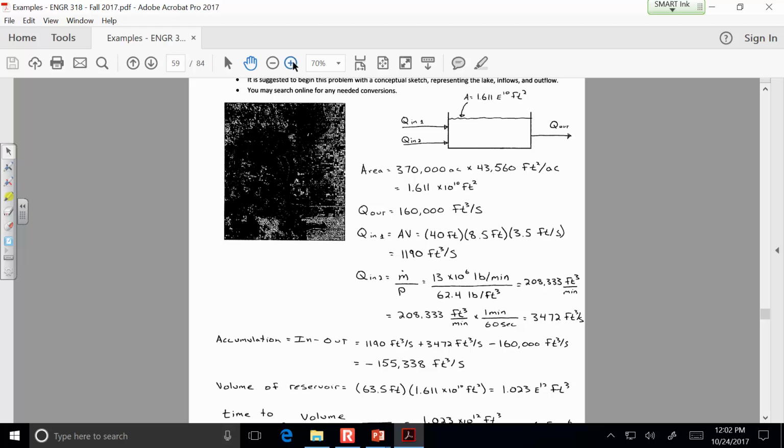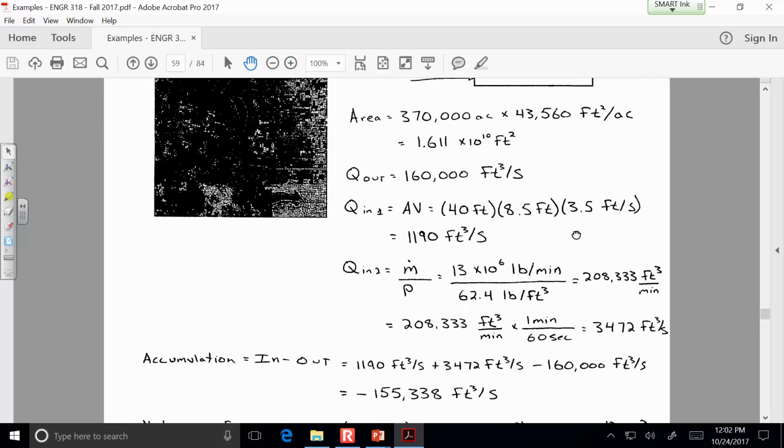Let me try and make this a little bit bigger in case there's still spots you need to see. So the outflow is just given directly, that 160,000 CFS. The inflow in stream 1 is just area times velocity. That was relatively easy, just the continuity equation there. For stream 2, we had the mass flow rate, pounds per minute. And so we need to convert that to a volumetric flow rate and then convert the time from minutes to seconds. So it's kind of a two-step process there, assuming that we've got 62.4 pounds of water per cubic foot. That's kind of a typical value for water.